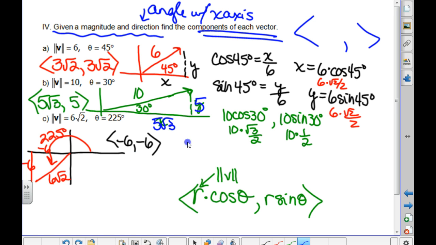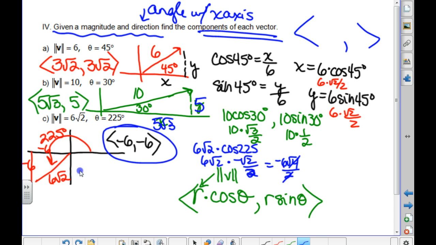If you had done 6 square roots of 2 times the cosine of 225, that would have been 6 square roots of 2 times a negative square root of 2 over 2. So you would have gotten negative 6 square roots of 4 divided by 2. Square root of 4 is 2. That would divide out, you'd get negative 6. And the same thing would happen for the other one. You could have also typed on your calculator 6 times the square root of 2 times the cosine of 225 or times the sine of 225, and you would have gotten these answers, okay?